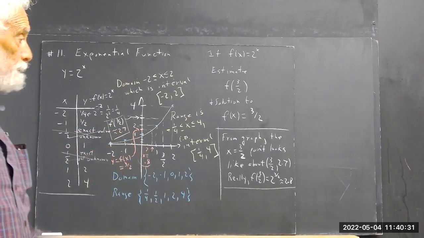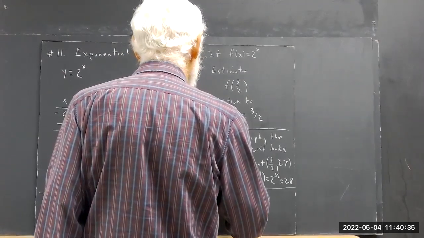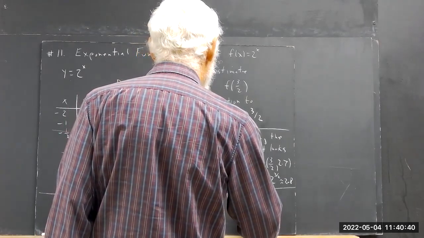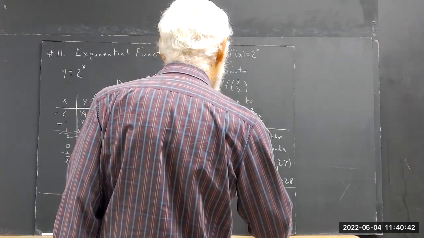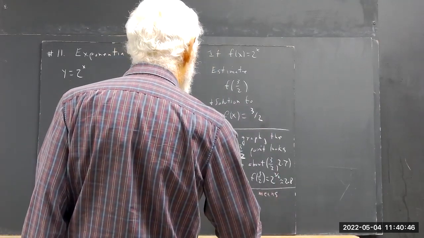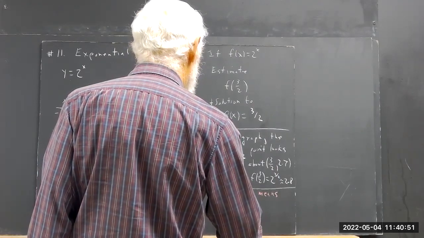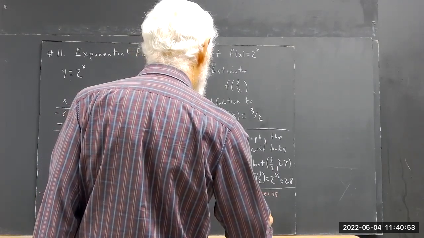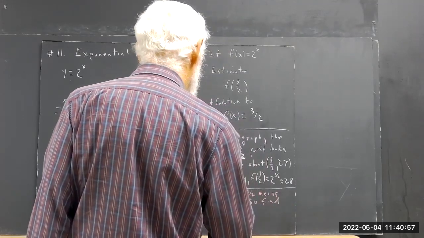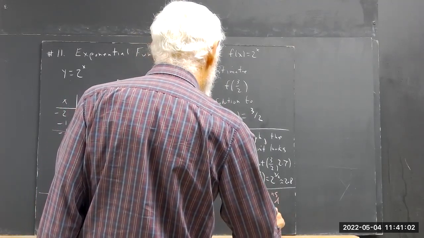So the red f(x) equals 3/2 means y equals 3/2. So we find the graph point.